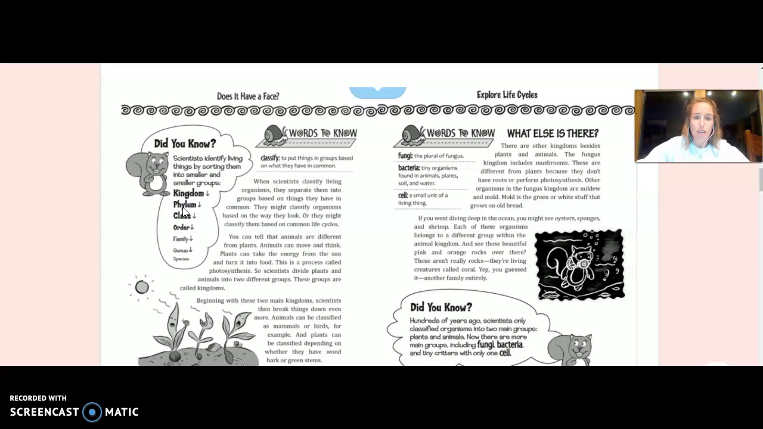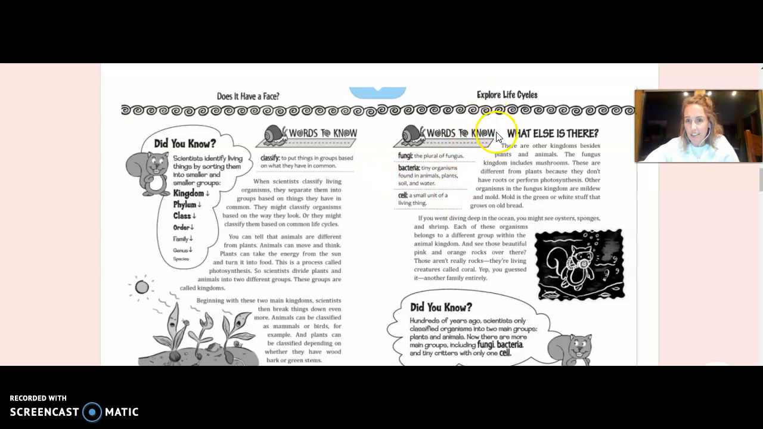Beginning with these two main kingdoms, scientists then break things down even more. Animals can be classified as mammals or birds, for example. And plants can be classified depending on whether they have wood bark or green stems. More words to know. Fungi, the plural for fungus. Bacteria are tiny organisms found in animals, plants, soil, and water. The cell is a small unit of a living thing.